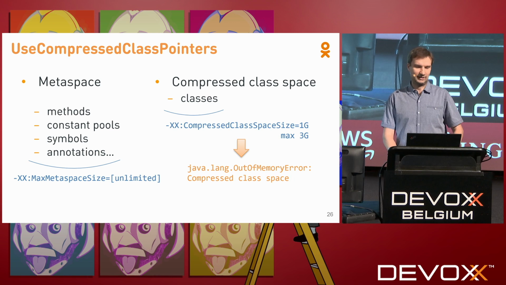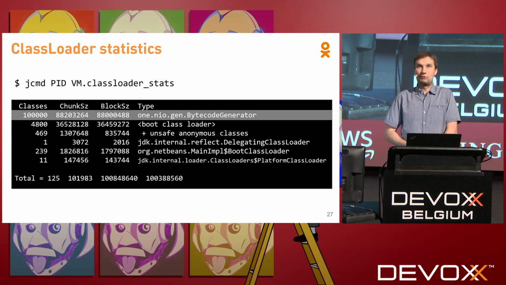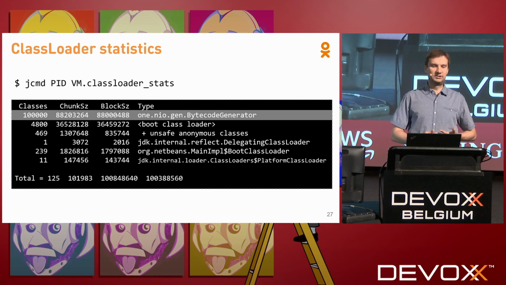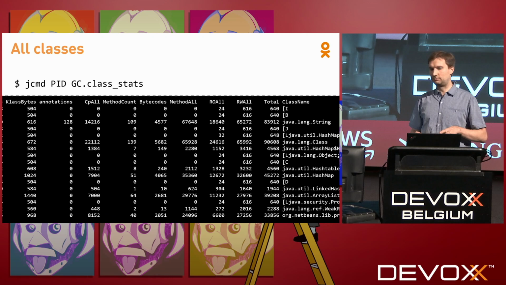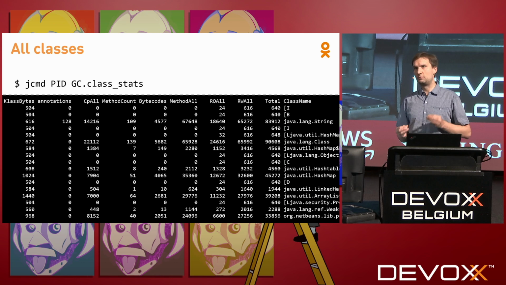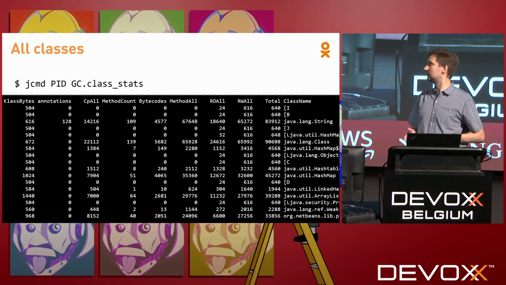Okay, if you see such a problem, how do you analyze the metaspace usage? You can print class loader statistics with another useful jcmd command. So in this example, we see that the class loader called bytecode generator generated 100,000 classes of more than 80 megabytes in size. It's even possible to get detailed statistics for each individual class, how much memory is used for its methods, fields, annotations, and so on.